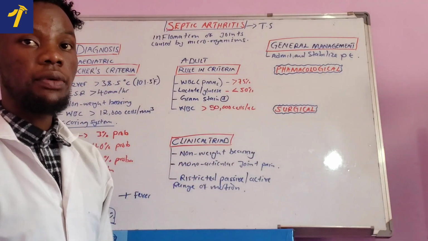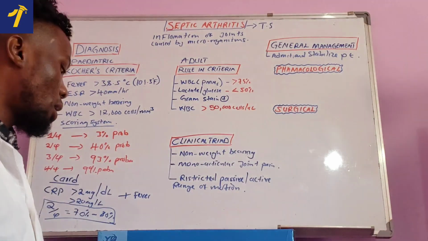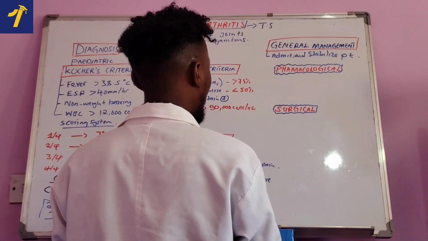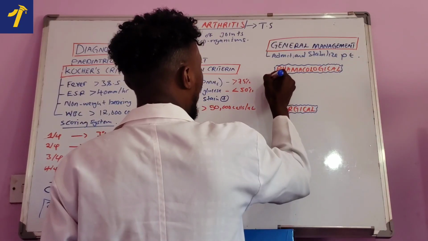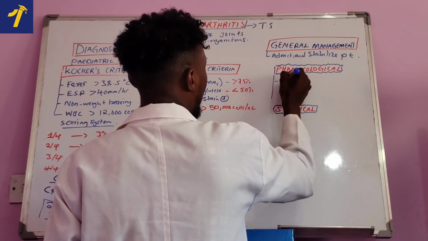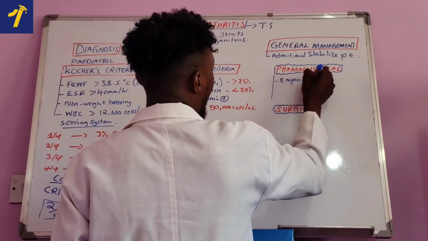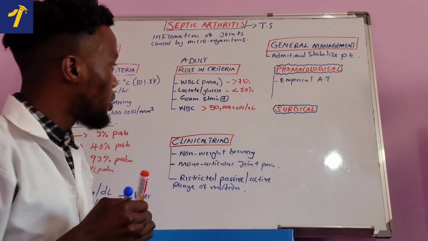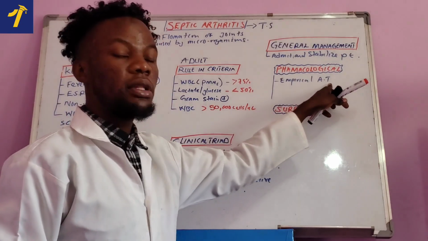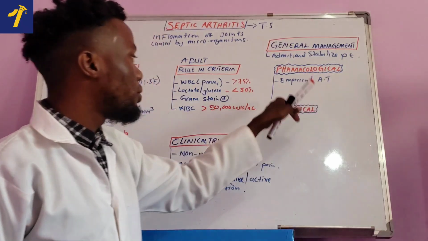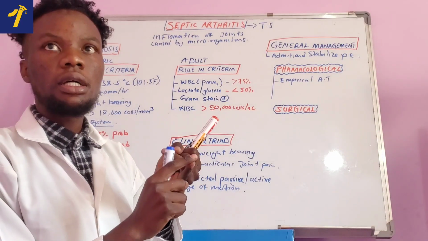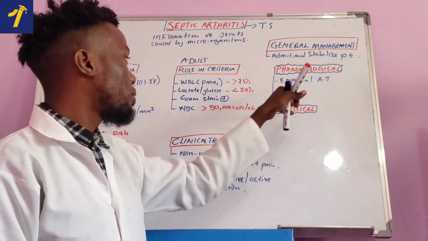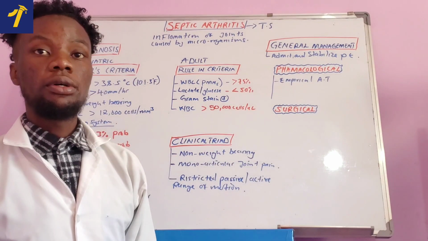Then next we'll talk about the surgical management. What's the first important pharmacological management that you can do? You can do this one, empirical antibiotic therapy, so let's just say AT. So empirical antibiotic therapy, that's the first thing that you can do. After you do the joint aspiration, that's when you can do empirical antibiotic therapy.